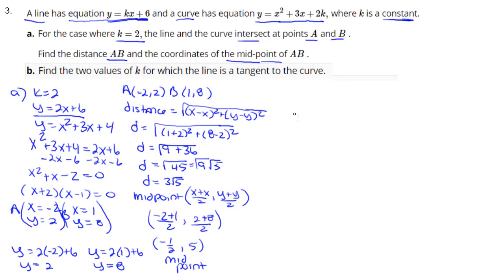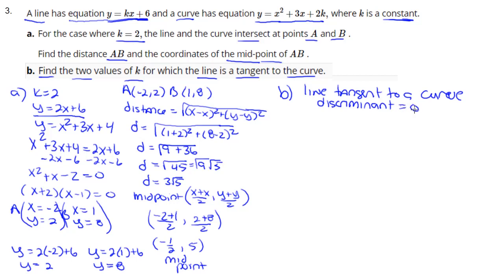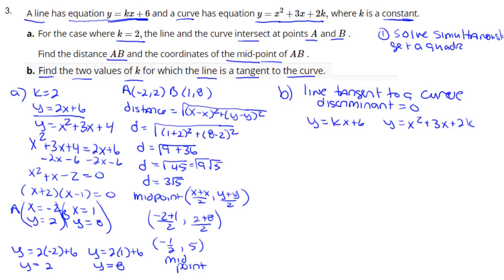Now, for part B, what they want us to do is find the two values of k for where the line is tangent to the curve. So keep in mind, when the line is tangent to the curve, we know the discriminant is going to have to equal 0, but we don't know what k is anymore. So what we've got to do is solve these two equations simultaneously. We're going to end up with a quadratic. It's going to have a k in it, and we make that quadratic equal to 0, and then we use the discriminant by making that equal to 0 to solve for k.